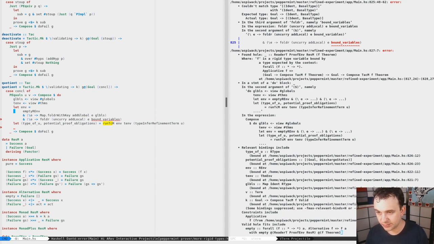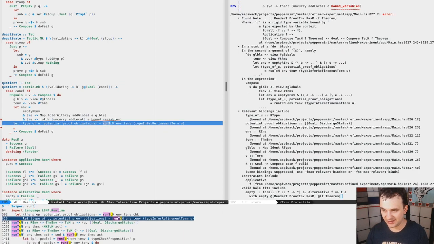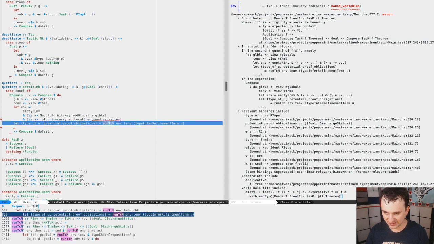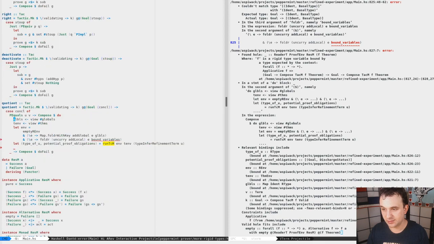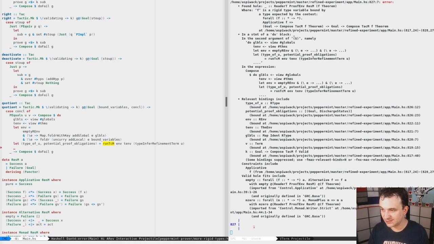Still don't have bound variables either. I will need a better transition between the two. Oh yeah, it's one of these bound variables. We're suffering a bit today. Okay. So we want something of the type TCM here, which is fine.